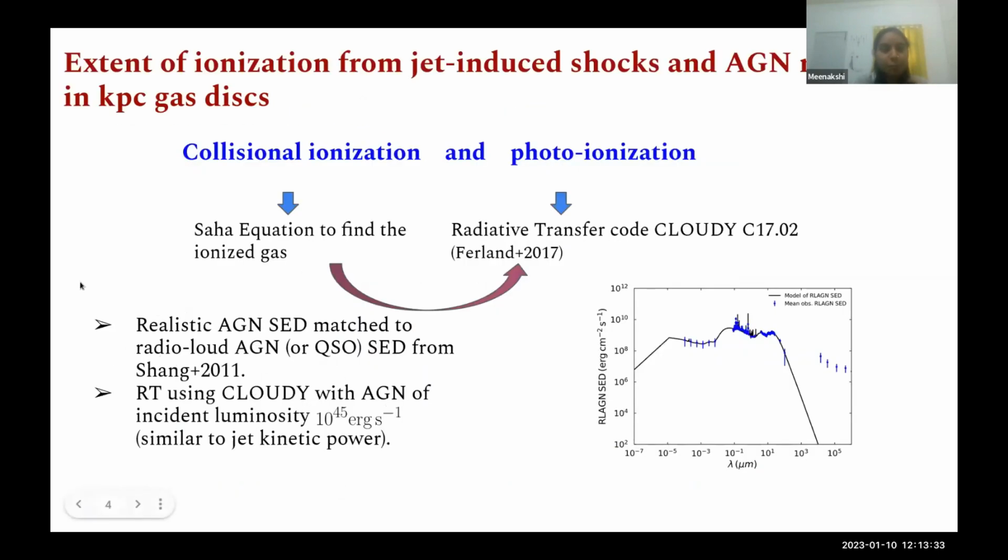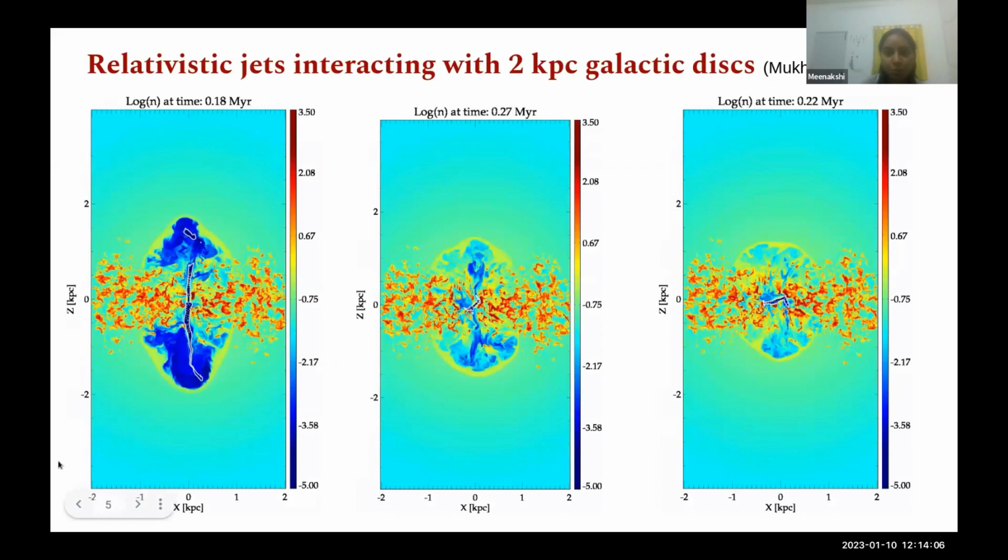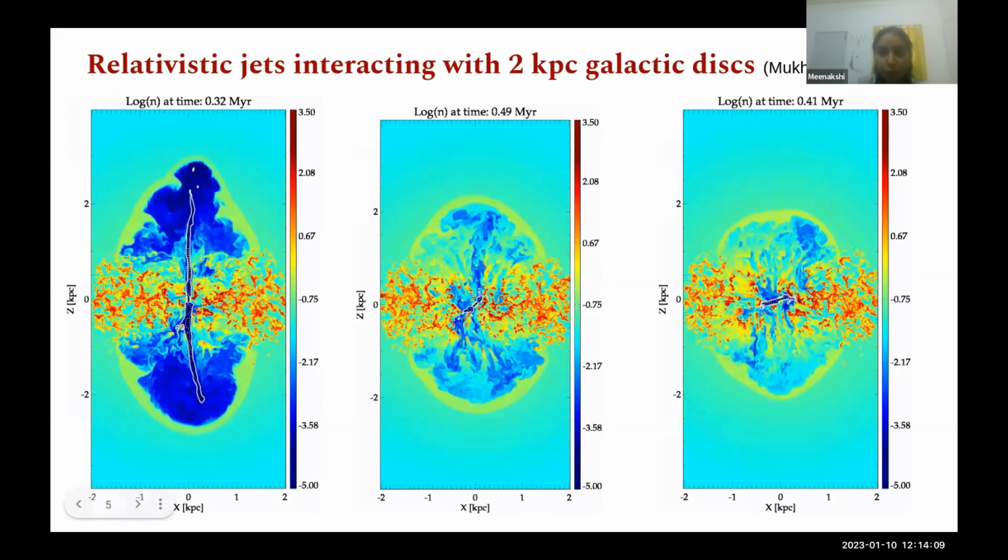So first, about the first part, here we focus on both collisional ionization from the jets and also photoionization. For collisional ionization, we use the Saha equation to find the ionized gas. After removing the ionized gas from the jets, we perform the radiative transfer using Cloudy. For Cloudy, we constructed this SED, which is made to match the observed SED, as you can see in these blue data points. The luminosity of the AGN is kept similar to the jet kinetic power, that is 10^45 ergs per second. These three are the simulations from Mukherjee et al. 2018, on which my studies were performed.